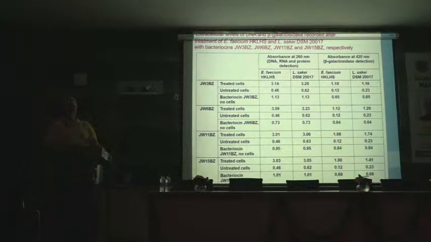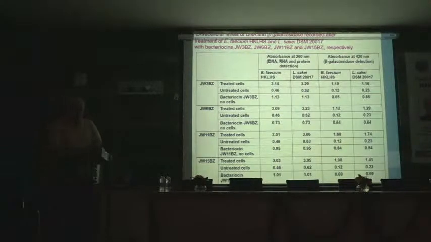Because DNA, RNA, and proteins are supposed to be inside the cells. Their job is to be there. If you destroy the cells with the bacteriocins, you can detect the increase of DNA, RNA, and protein at 260 nanometers. And here you can detect the presence of beta-galactosidase at 420 nanometers.